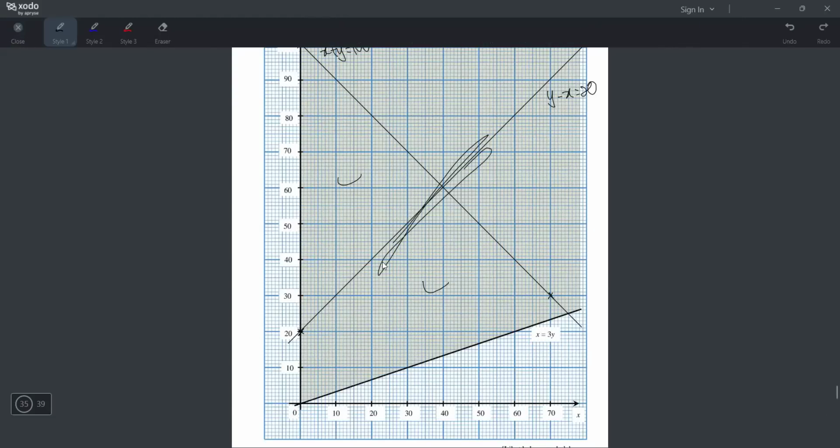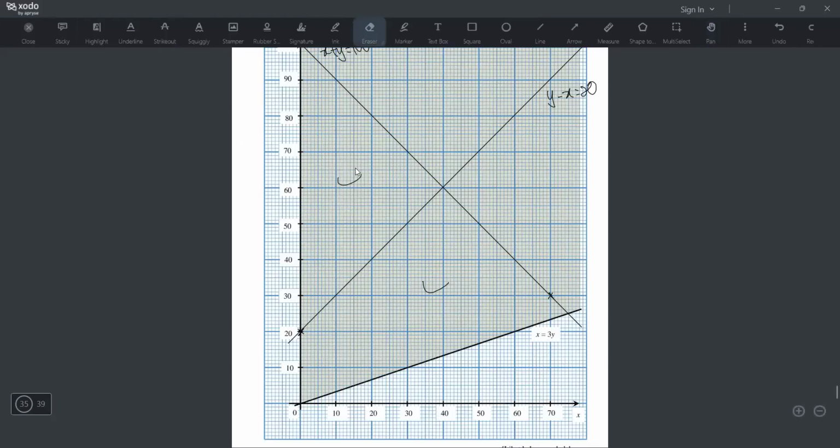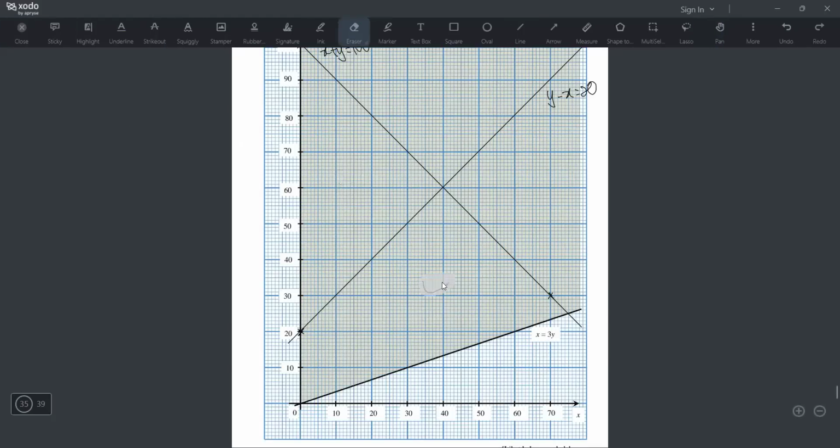Tapi smaller means the shaded region duduk bawah garisan. So automatic this one cannot lah. This one padam already. So the only region here is this one. So what you do, write R, sebab dia ada suruh tulis R kan? And then you shade the region lah.